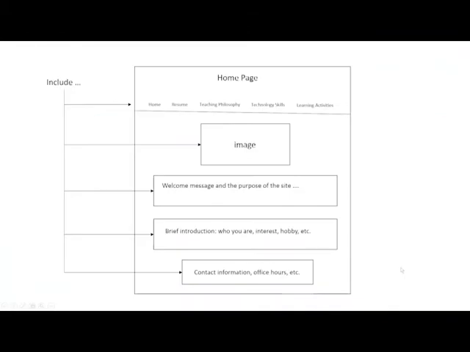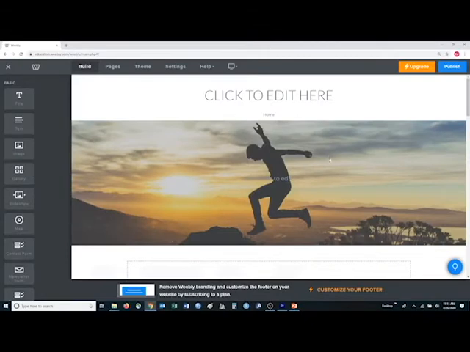Now, before we start, let's revisit the home page template we talked about earlier. Here's the home page template. We're going to add a navigation bar, an image of your own, some welcoming message, brief introduction, and the contact information. Now let's add a navigation bar, meaning we're going to create several pages.